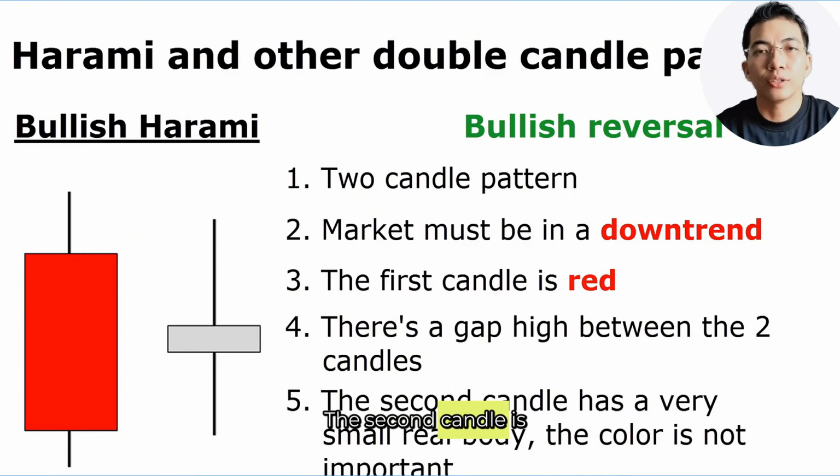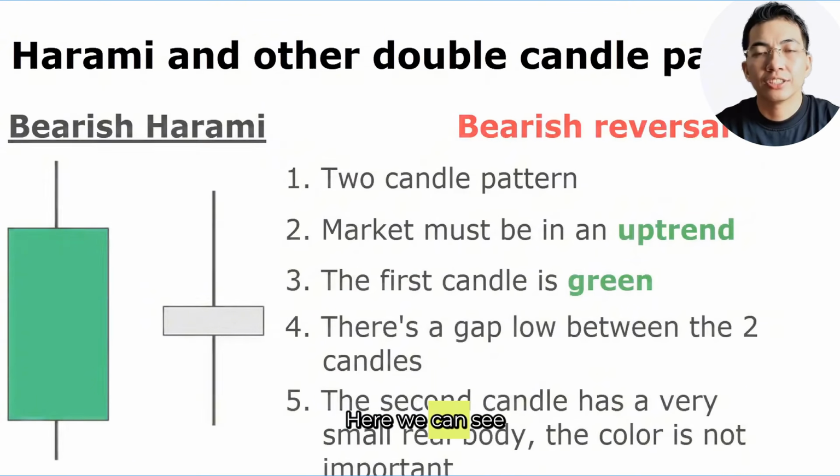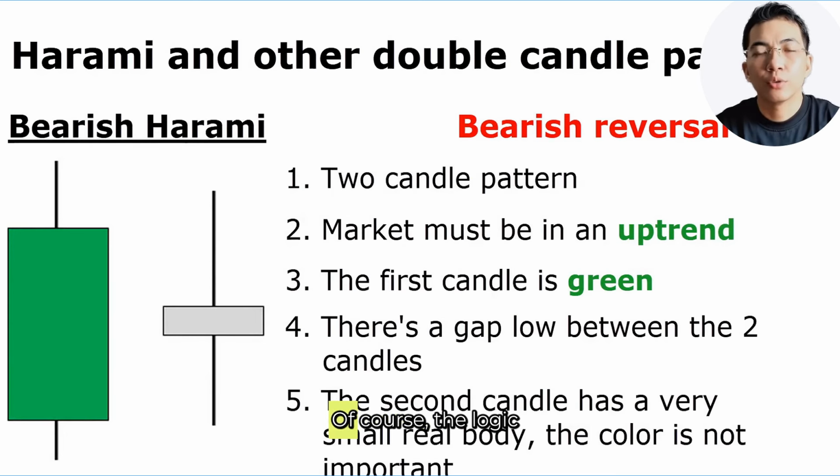The second candle is a candle with a very small real body, ideally a doji. The second candle confirms the suspects that traders already had after the gap high. Sellers are losing power, and now the battle between buyers and sellers seems equal. Here we can see a bearish Harami. Of course, the logic behind is the same, but this time it appears after an uptrend.